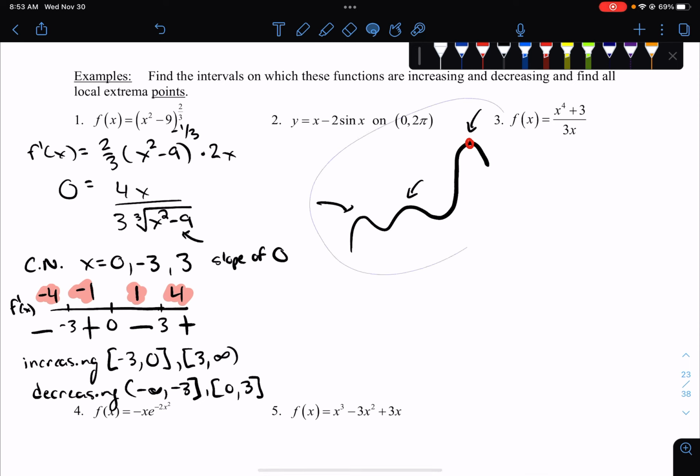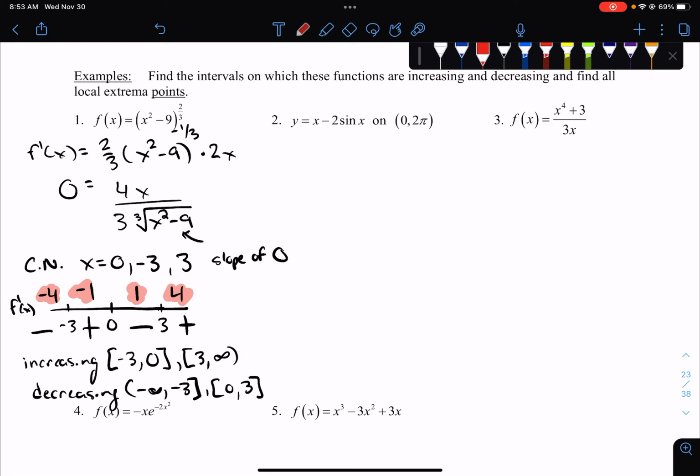Well, today it wants us to find the relative extrema, so it wants me to find the relative maximum and minimum. And again, to do that, a relative maximum happens anytime my function is going up and then stops and comes back down. So it happens anywhere that I have a positive slope and then it switches to a negative slope.